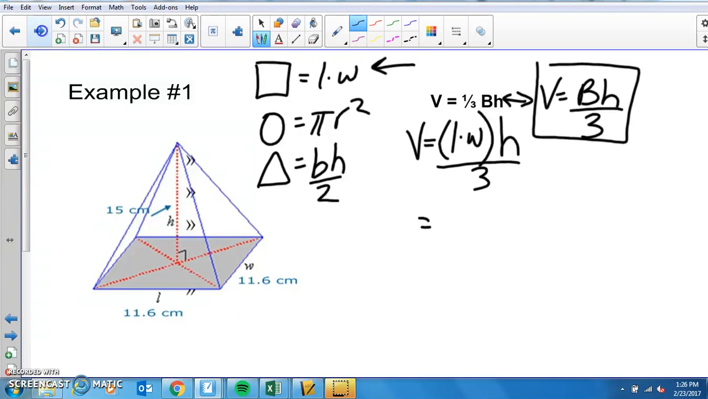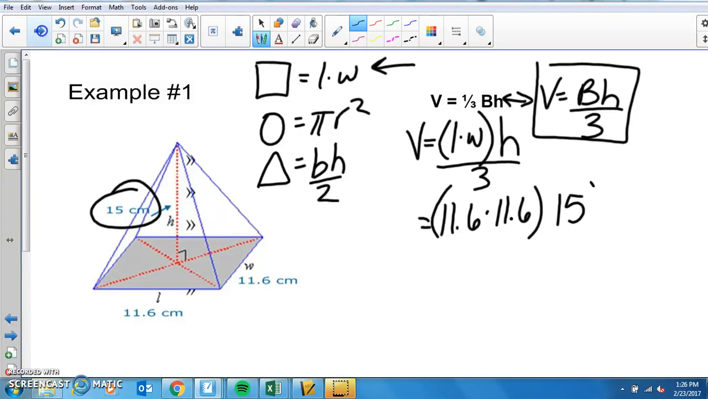So our length and width is 11.6. So I multiply 11.6 times 11.6. And then we multiply that by the height. The height of the overall shape, as you can see here, is 15 centimeters. So I multiply that by 15. And then we want to divide everything by 3. So order of operations, we're going to do what's on top first. So we multiply 11.6 times 11.6.